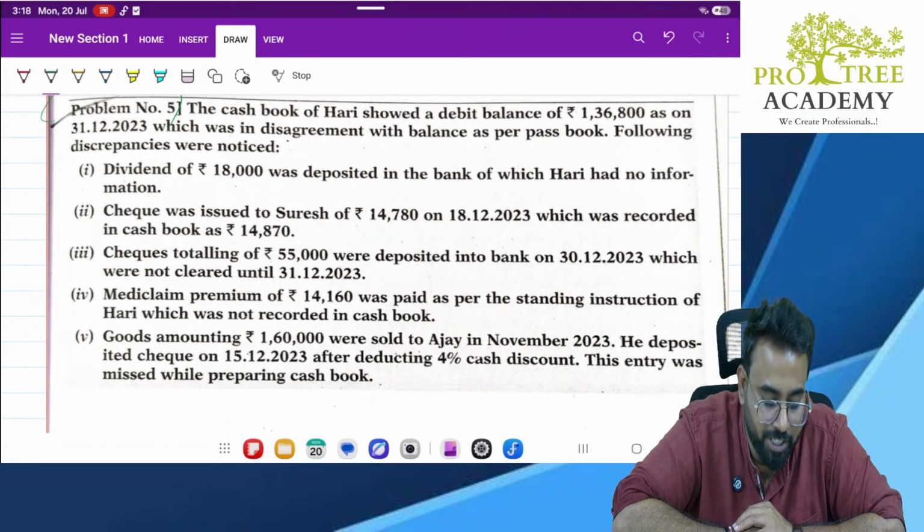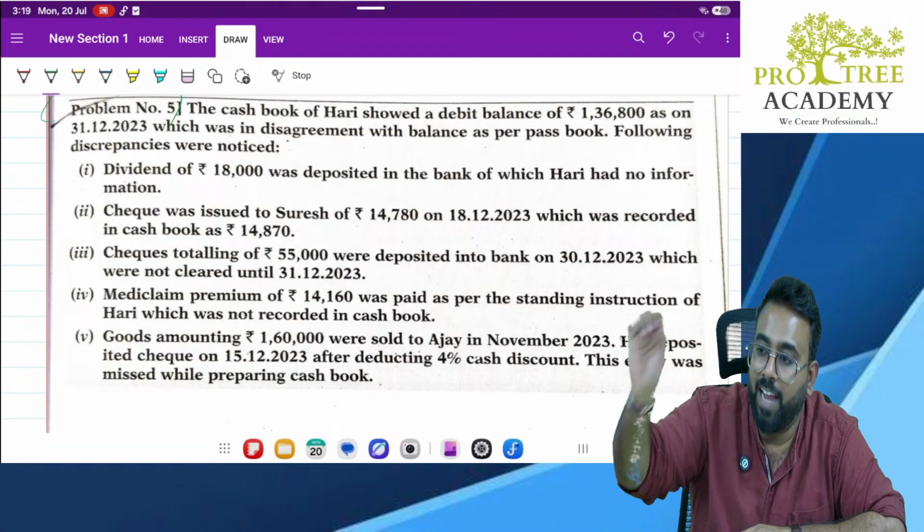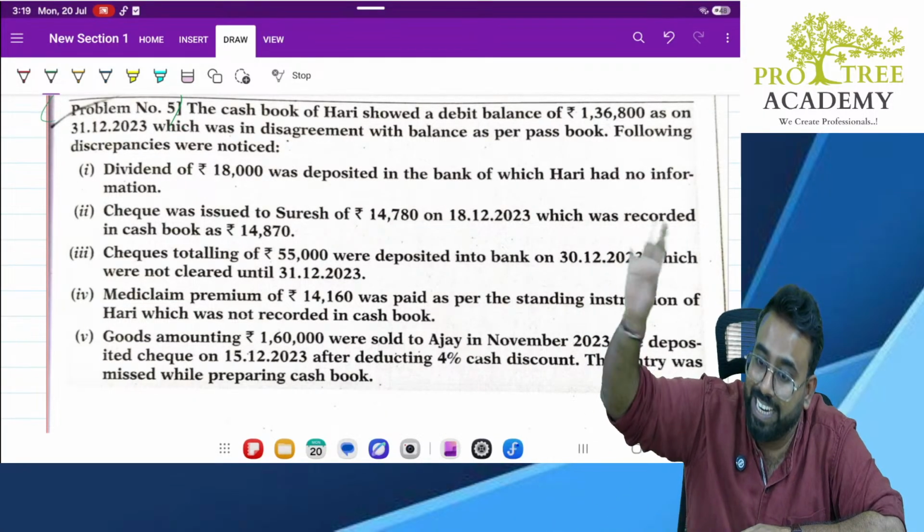The check was already issued. How much was the actual amount? 14,870. But how much have you recorded? 14,780. Right? Oh sorry, reverse. The check was issued for 14,780, but we have recorded 14,870. So I would have reduced 14,870, but the bank would have reduced just 14,780.